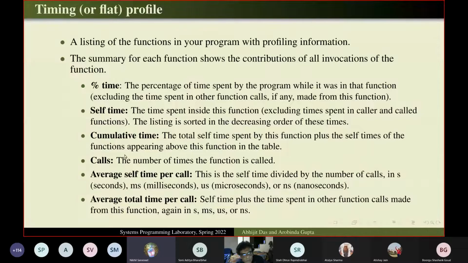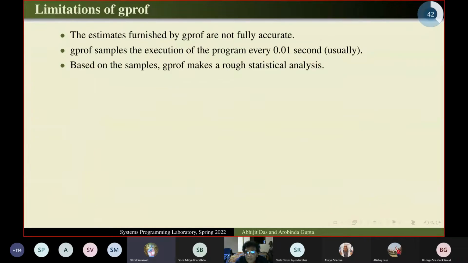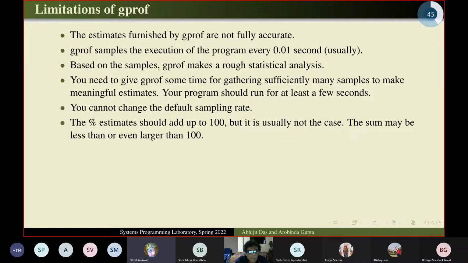So that's not a problem, right? But the frustrating thing is that maybe you ask gprof to sample every 10 microseconds instead of every 10 milliseconds, so that the accuracy will be even larger. Unfortunately, this cannot be done. You cannot change the default sampling rate by any option. It is predefined during compile time. So you cannot change this.